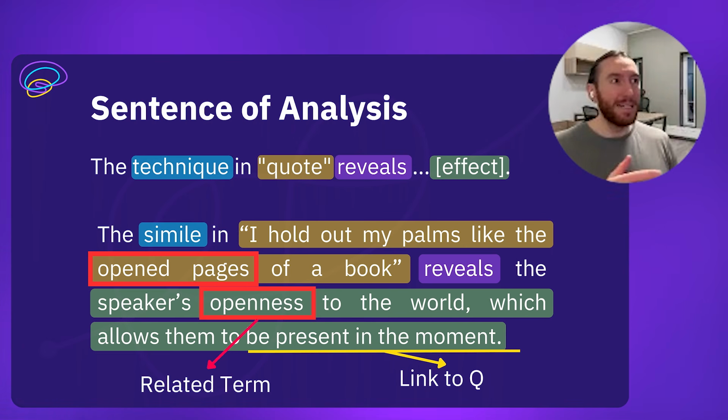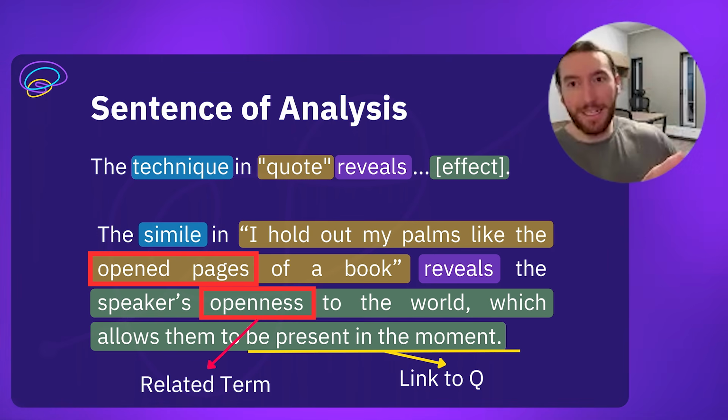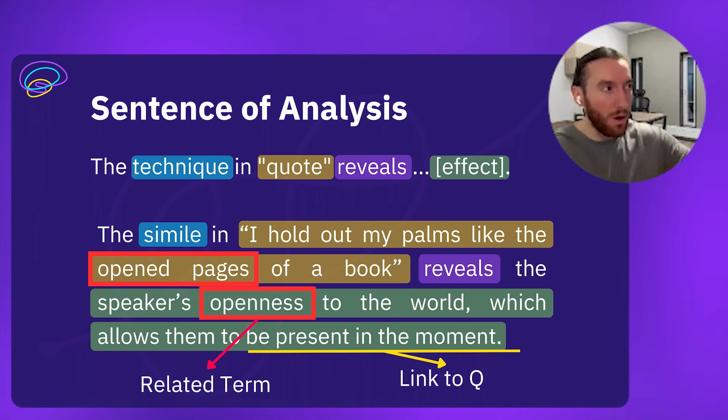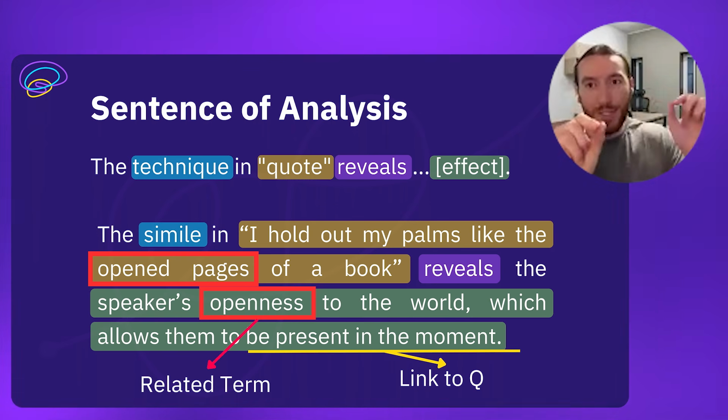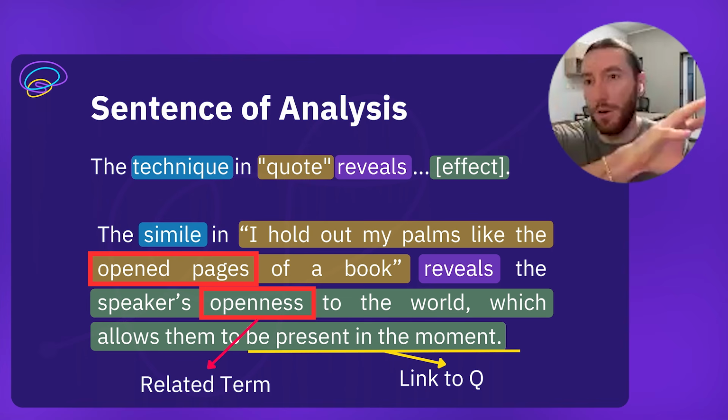The simile in "I hold out my palms like the opened pages of a book" reveals the speaker's openness, opened pages, openness to the world, which allows them to be present in the moment. And they were the keywords of this question. So look at the red boxes. That's the most obvious example of having a linkage between the quote and the effect. And that is the little secret to always get something specific in the explanation of your evidence.